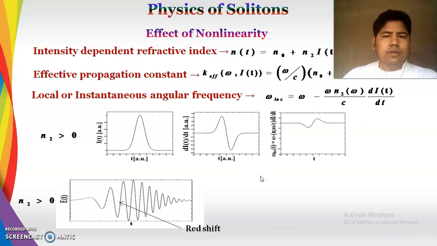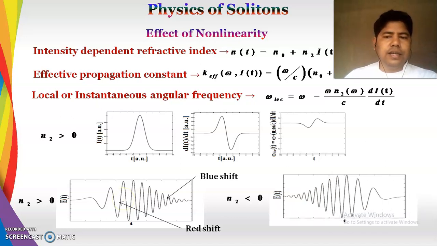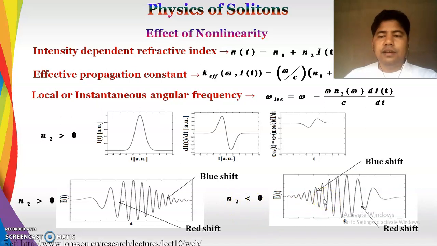So when n2 becomes positive, the leading part will be red shifted and the trailing part will be blue shifted. While when n2 is negative, the case will be opposite. When n2 is negative, the leading part will be blue shifted and the trailing part will be red shifted.